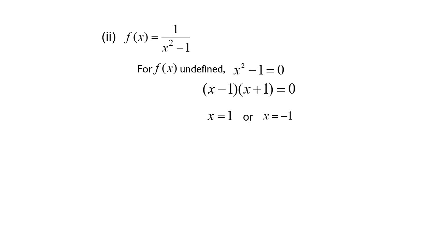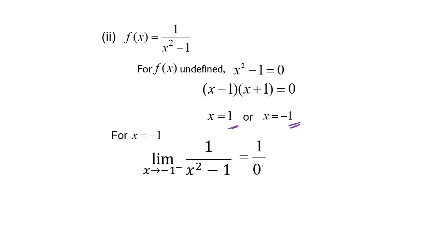So we just have to show the limit as x approaches these two values equal to negative infinity or positive infinity. So for x equal to negative 1, the limit of f(x) 1 over x squared minus 1 as x approaches negative 1 from the left side is equal to what? So 1 over 0, positive there, it will be positive infinity.